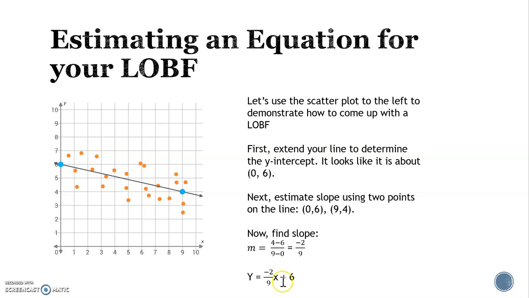If I plugged in 10, for instance, I'd have negative 20 over 9 plus 6, so I could get a potential answer for that. I'm going to calculate that right now. That would give me about 3.77 when I calculate it. And that sure does look like it. Might the data fall above or below? In actuality, yes, but this would give me a rough estimate.